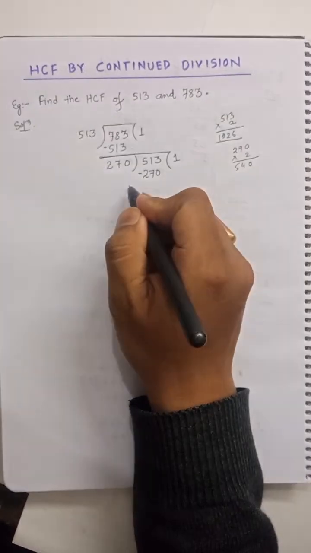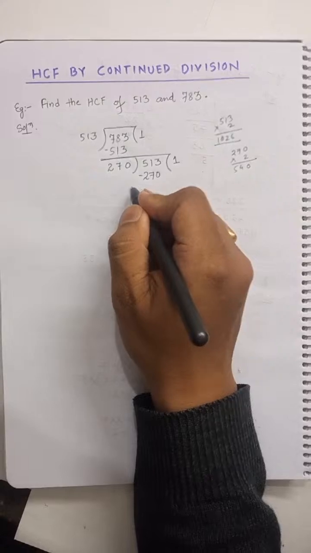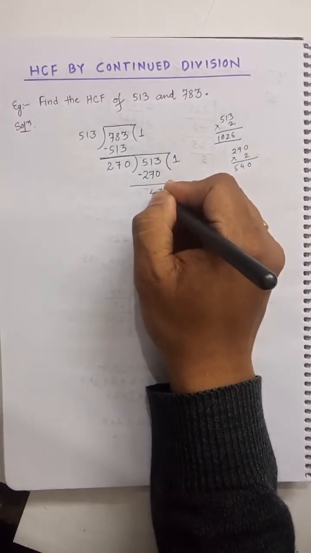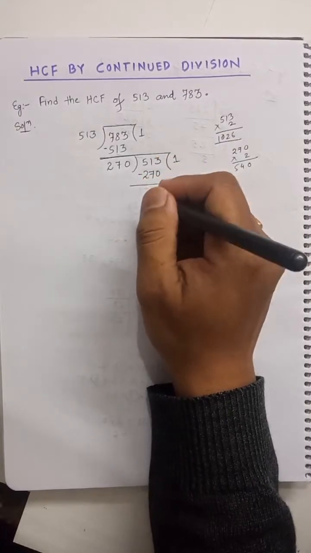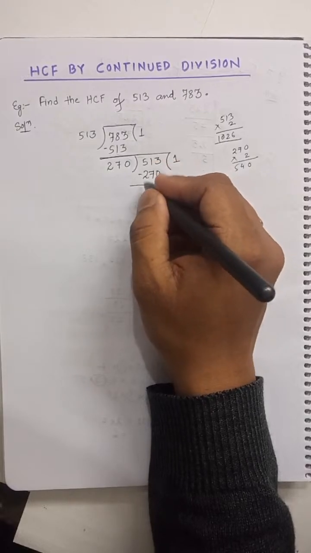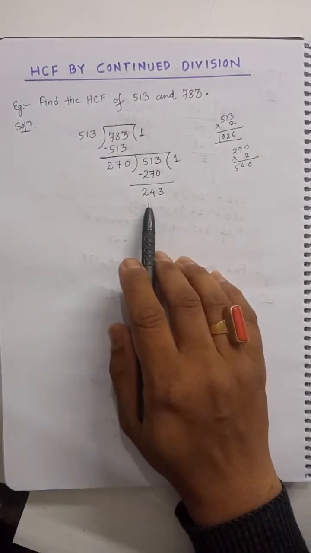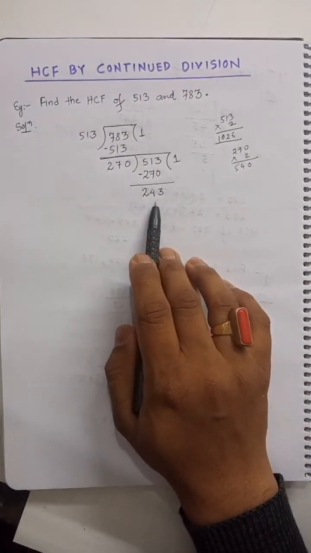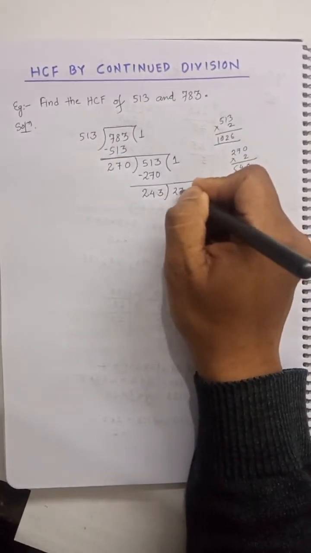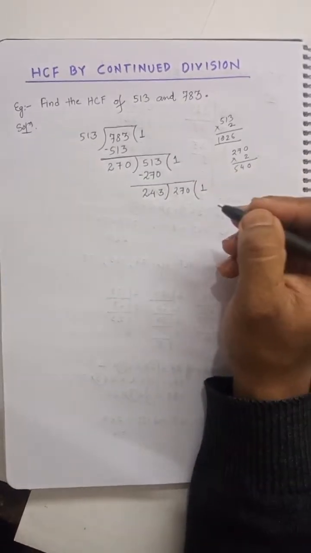So we will continue this division as long as our remainder is not 0. So 3 minus 0 is 3. 11 minus 7 is 4, and this becomes 2. 4 minus 2 is, I beg your pardon, 2. So we have 243. Now again we'll continue. Our remainder becomes the divisor, and the divisor becomes the dividend. So 243 into 1 is 243.